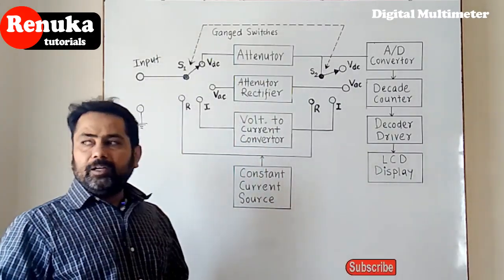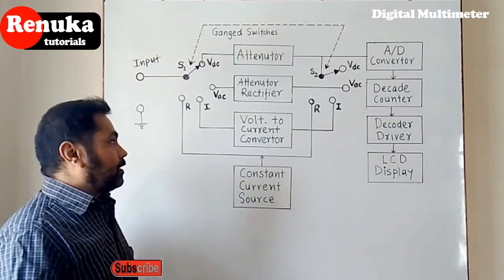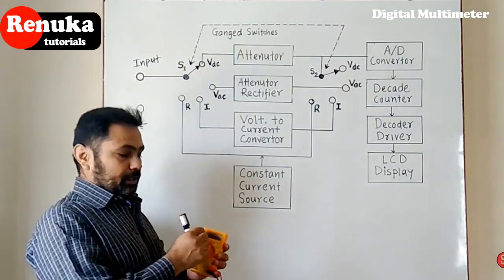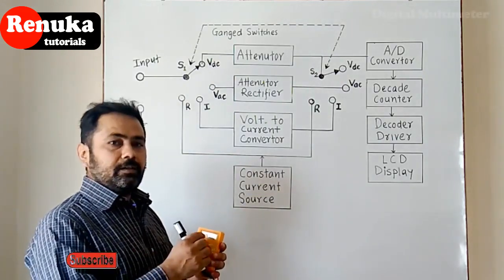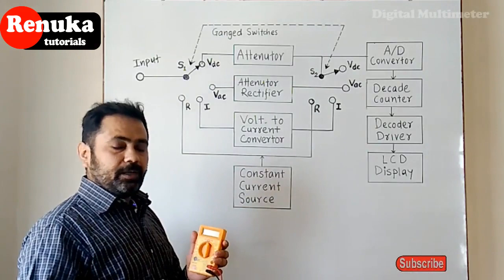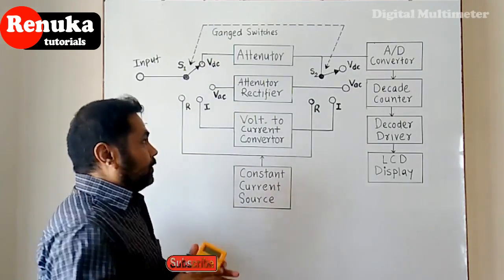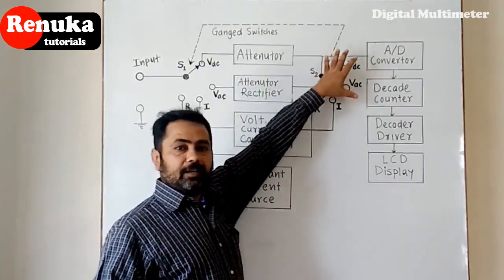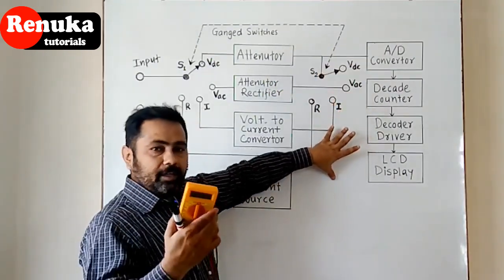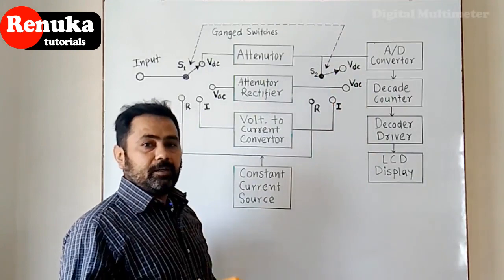Why is it called a digital multimeter? Because it shows digits, so that is why it is called digital multimeter? No, not at all. This is a digital multimeter because it uses some digital processing devices inside. So that is why it is called a digital multimeter.